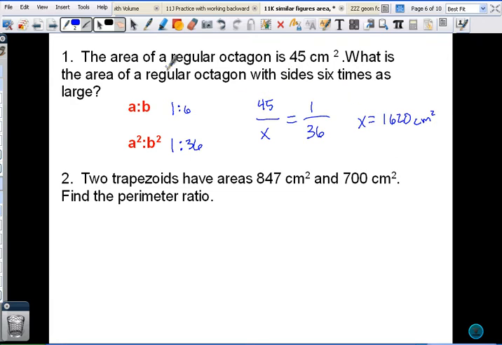That's a huge jump, I know, but you've got to think about it. We're finding area, so we're making each side 6 times as large. We're not multiplying 45 times 6. We're making the parts 6 times as long, which makes the area 36 times bigger.